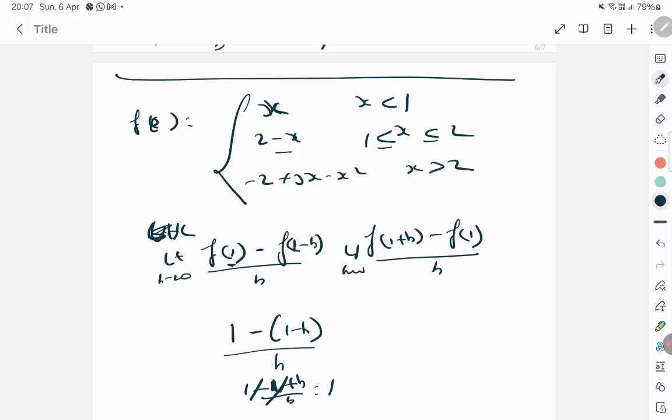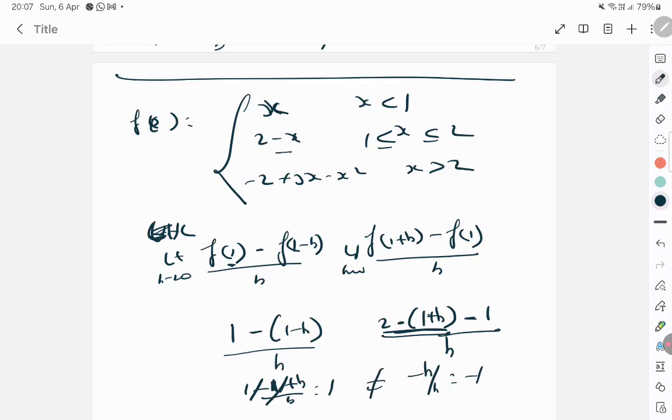So let's go to the right hand side. 1 plus h means greater than 1's formula, which is 2 minus (1 plus h). Correct? Minus f of 1. f of 1 is just 2 minus 1, which is just 1, by h. So open the bracket: 2 minus 1 minus h, minus 1 is 1. 1 and 1 get cancelled. Minus h by h. The answer is minus 1.